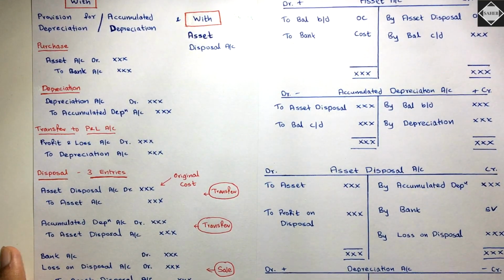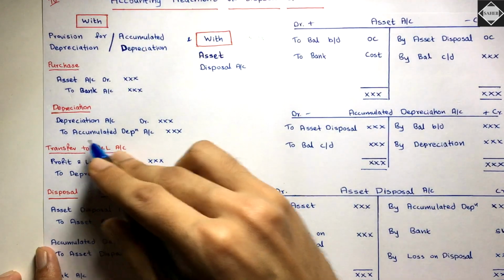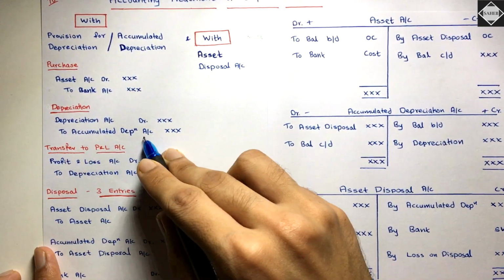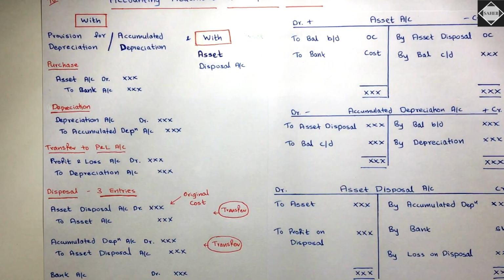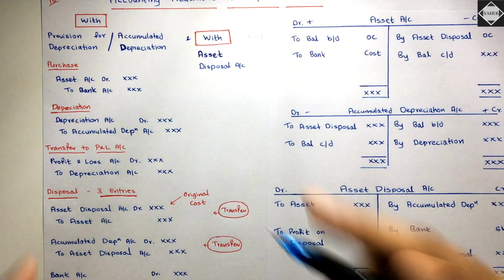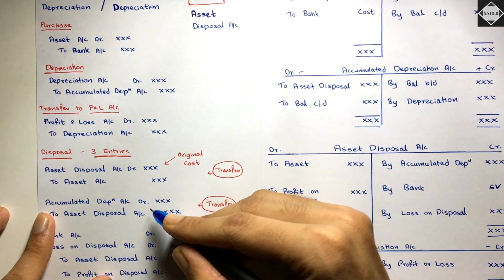Understand, it's really simple. Which balance does the accumulated depreciation account have? It has a credit balance, isn't it? Accumulated depreciation or provision for depreciation has a credit balance. So you want to eliminate that, you want to kill that. How will you eliminate it? If it has a credit balance, you have to debit that. So accumulated depreciation account debit.